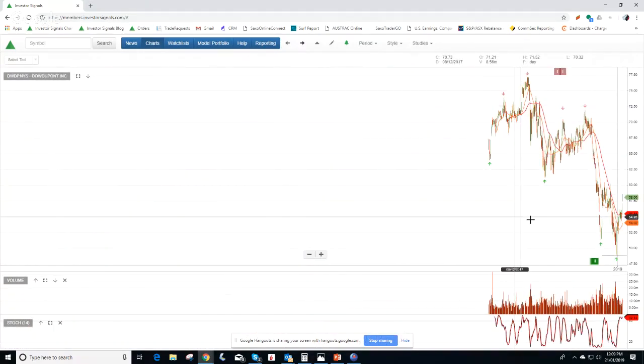Dow DuPont, so we actually like this name. This is one that we've been buying on the lows here. See it pushing up to maybe as high as $60 to $65.